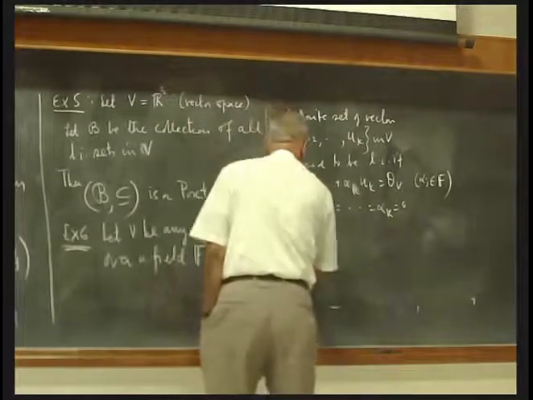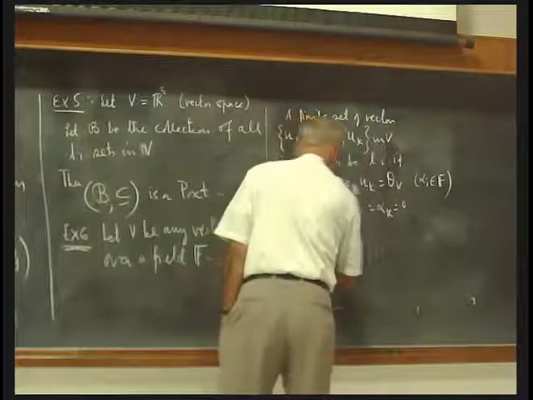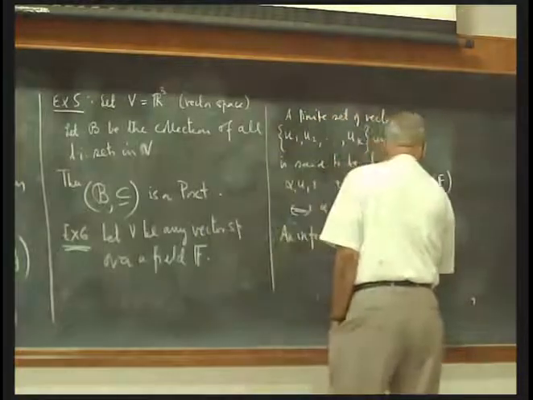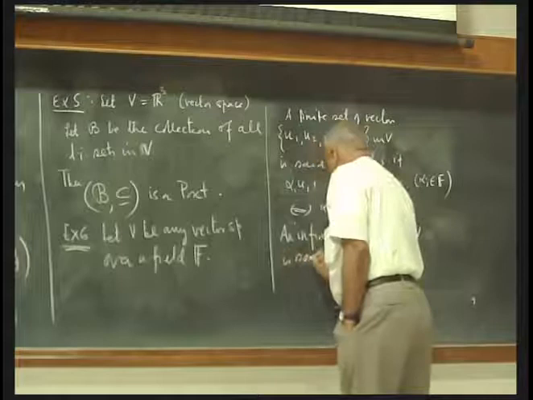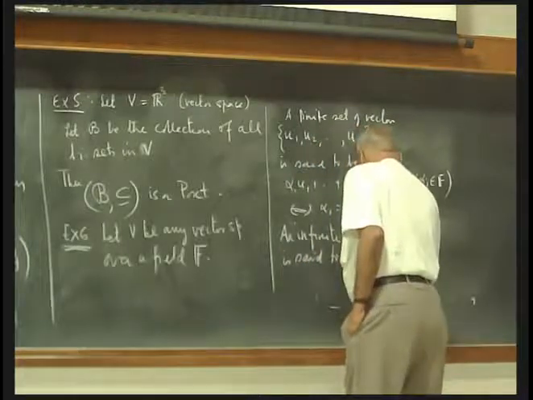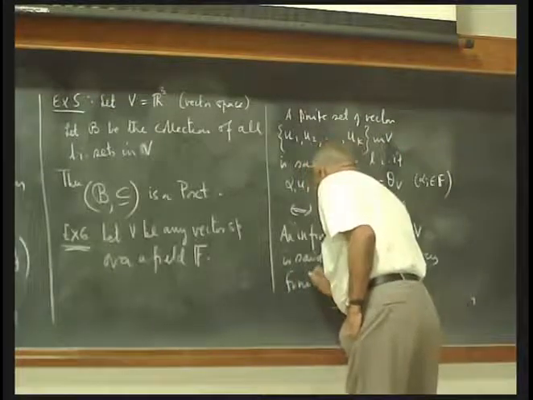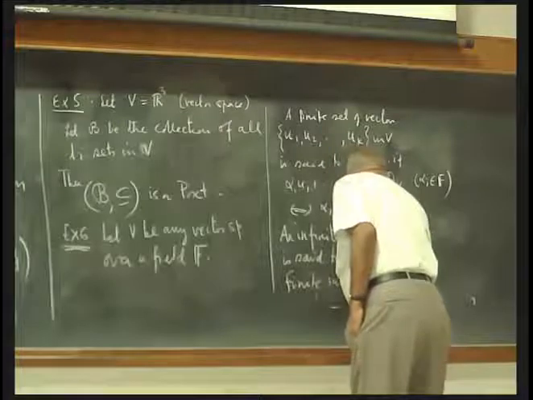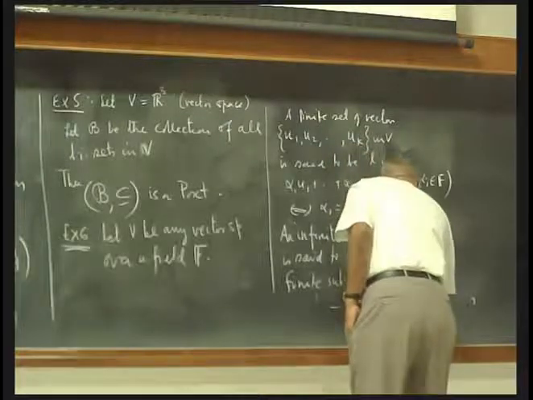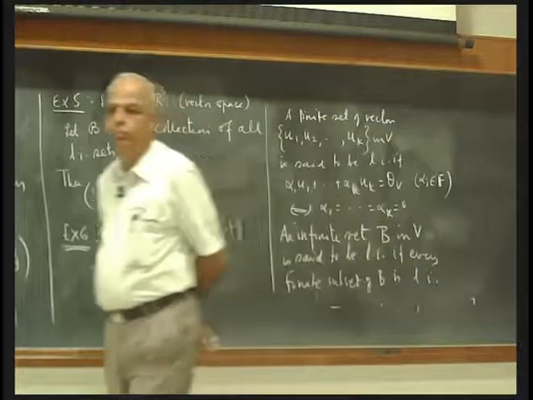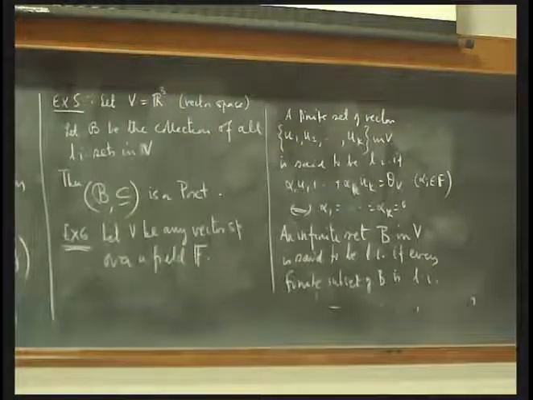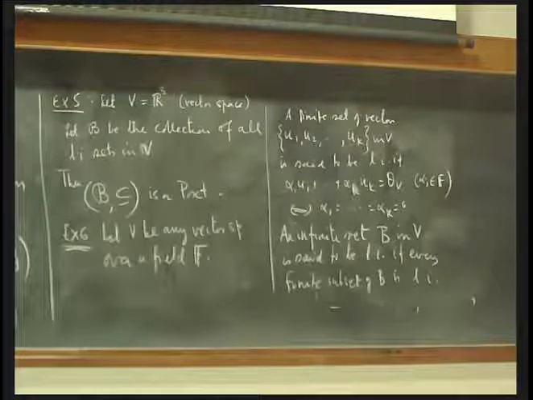An infinite set B in V is said to be linearly independent if every finite subset of B is linearly independent. Of course, there is a convention that we treat the empty set as a linearly independent set.